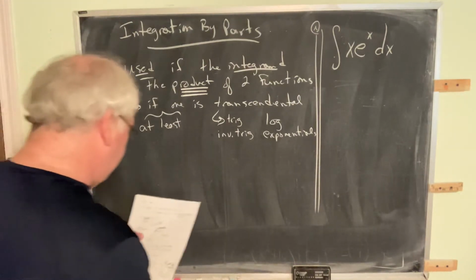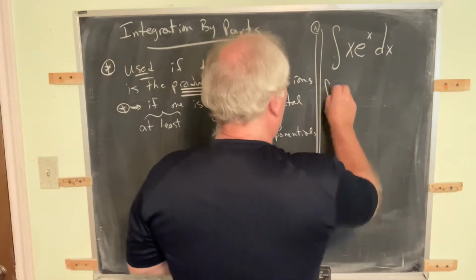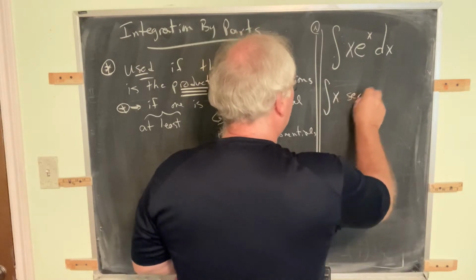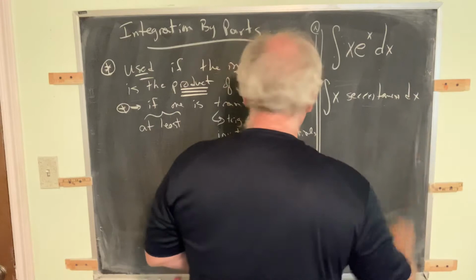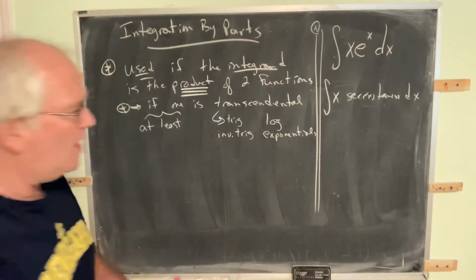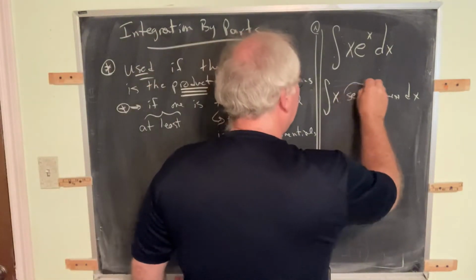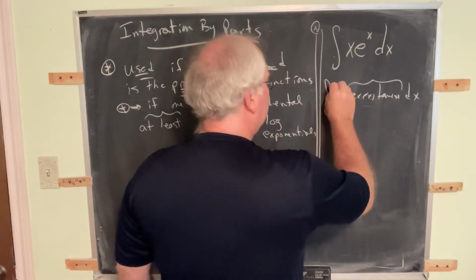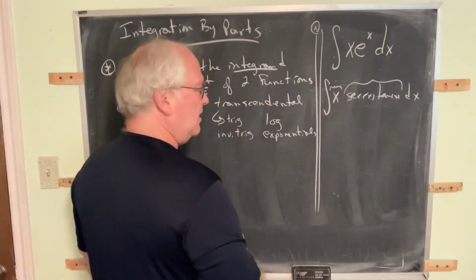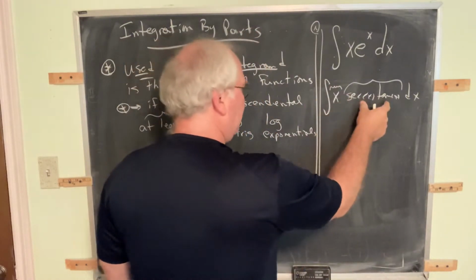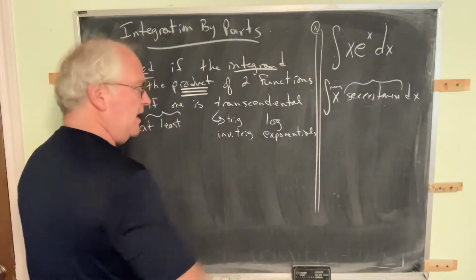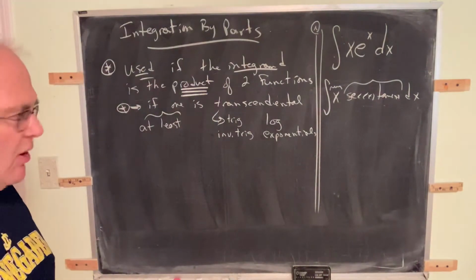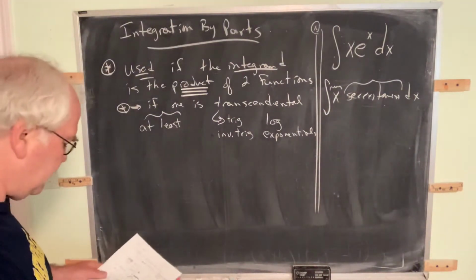Another example might be something like this. Suppose we have the integral of x times secant x times tangent of x dx. Now you might say we don't have two functions. Well, we can think of this as one function and this as the other. At least one of them involves trigonometry. So that's a prime candidate for integration by parts.